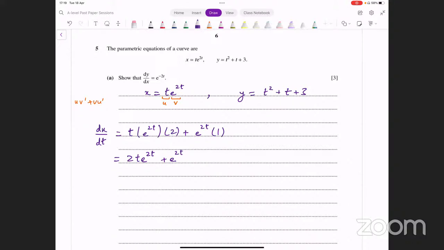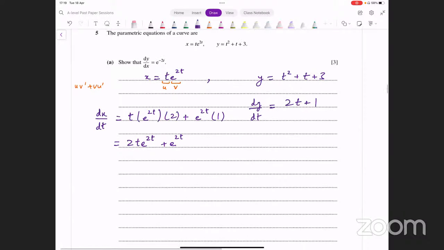Now you also have to find dy over dt. Let's do that from the other equation. That's much more straightforward. It's just a quadratic function. dy over dt from here is going to be 2t plus 1. The derivative of t square is 2t, the derivative of t is 1, and you have 2t plus 1 from there. Now, what are we looking for? We're looking for dy over dx.